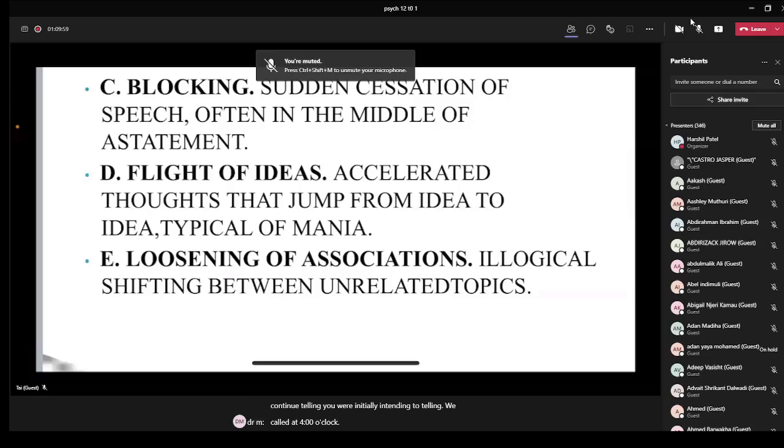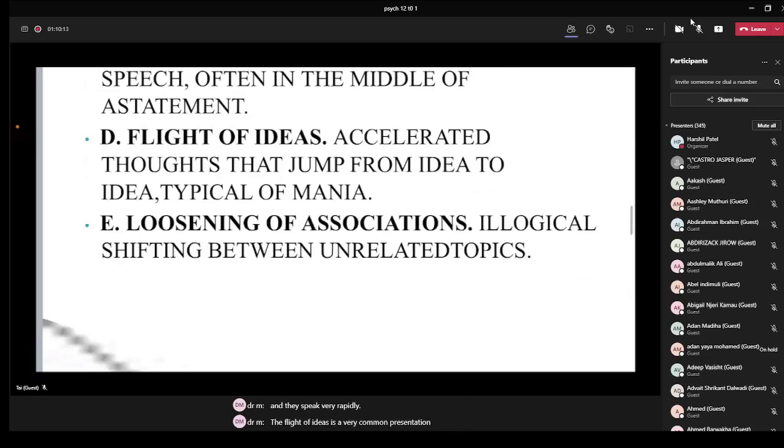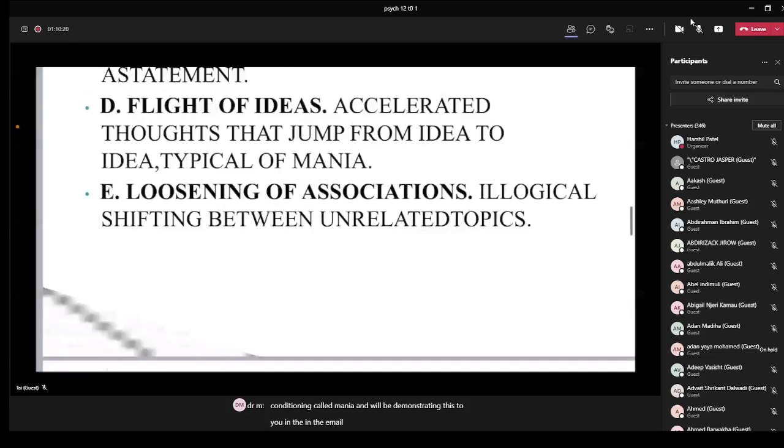There might be what we call flight of ideas, and here there are accelerated thoughts. The thoughts are jumping from one idea to another one, and they speak very rapidly. Flight of ideas is a very common presentation in a condition we call mania, and we'll be demonstrating this to you in the ward teaching.